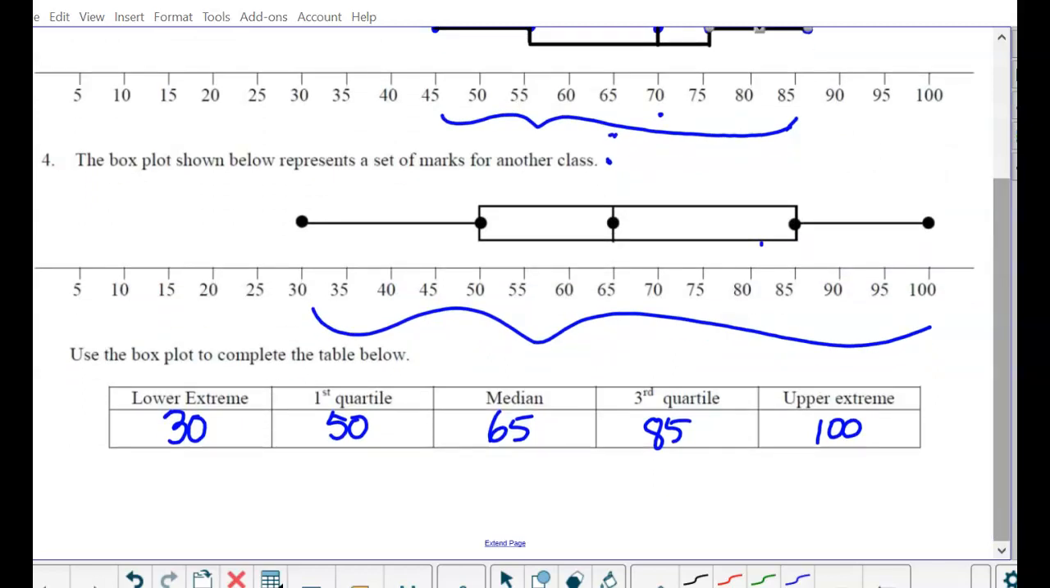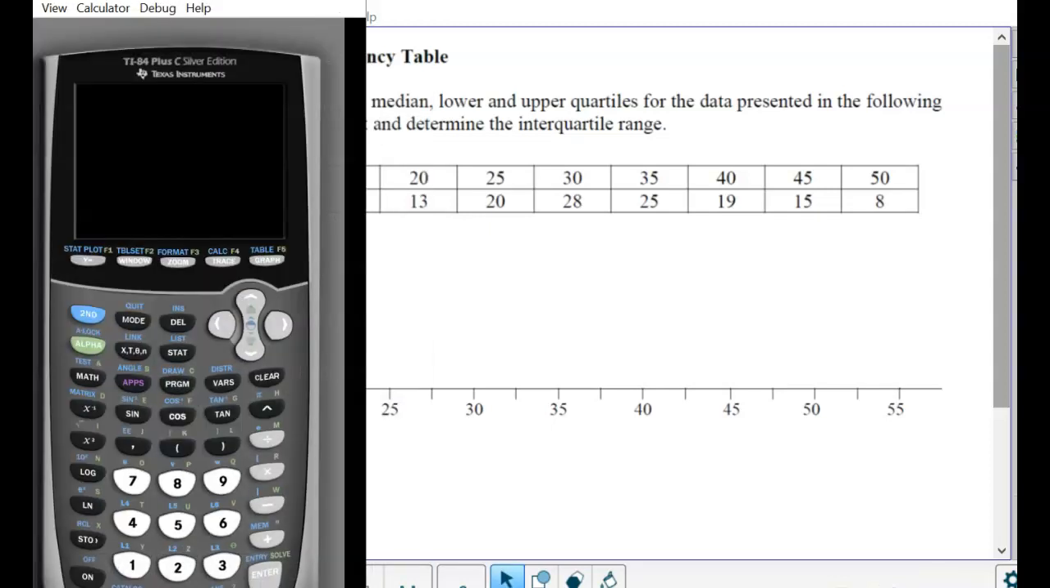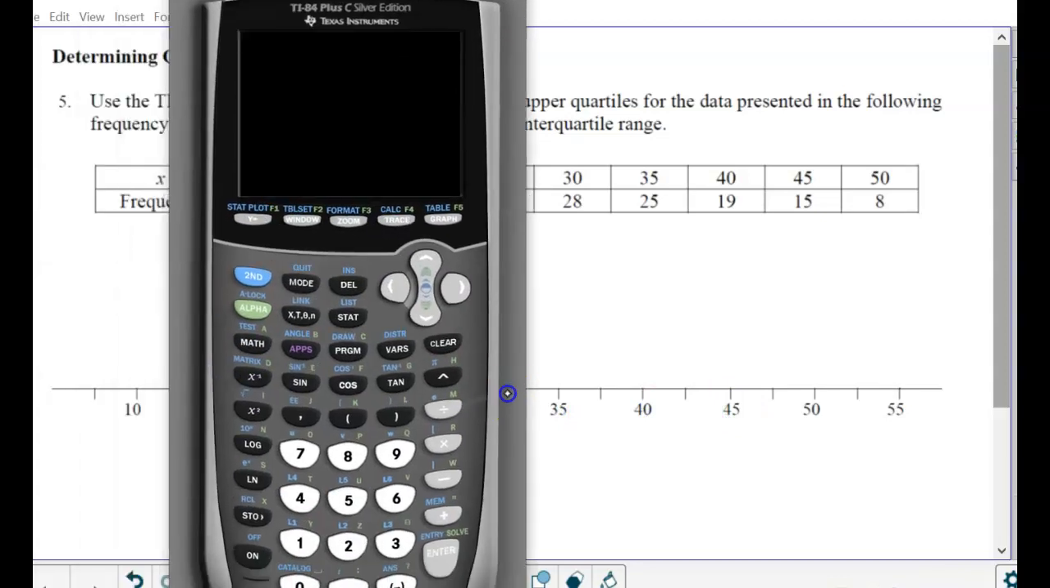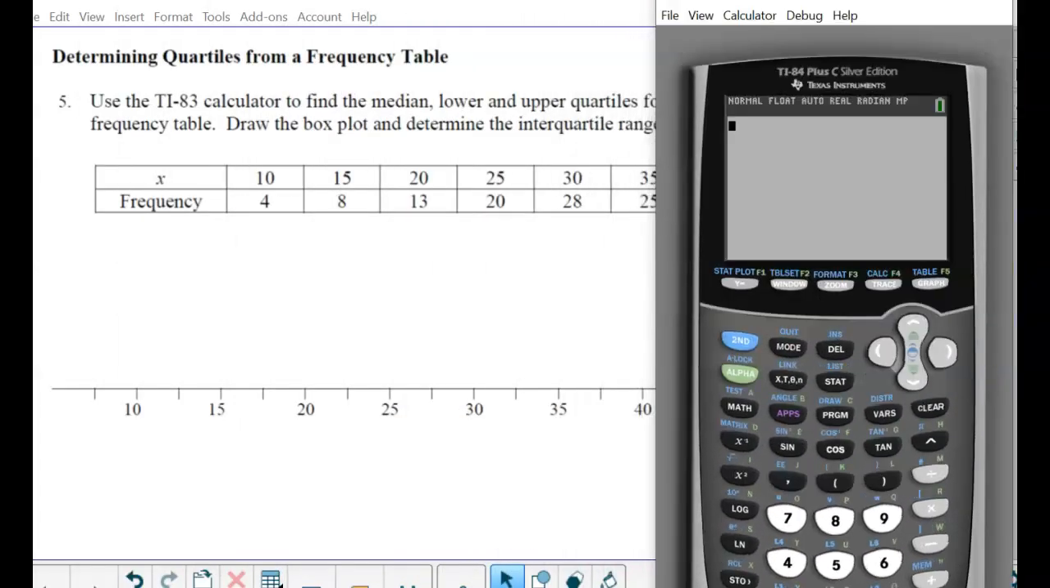All right, so it says use the TI calculator to find the median, lower, and upper quartiles for the data presented in the following frequency table. Draw the box plot and determine the interquartile range. Okay, so there's your calculator. Notice here that our chart, we did it horizontally rather than vertically, just to save space.